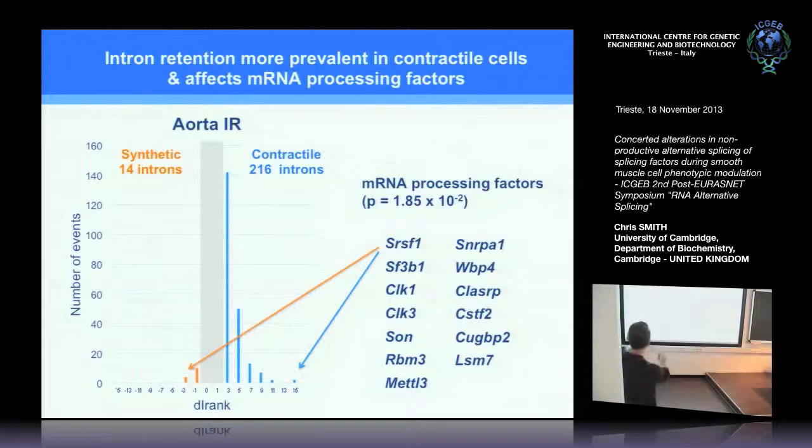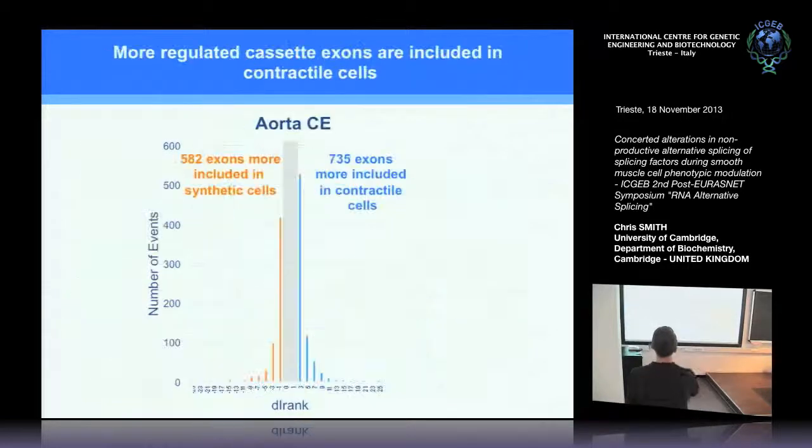Now, this is hinting already that maybe the general splicing activity is lower in the contractile cells. But if we look at the distribution of cassette exons, and I should have said that these plots here are simply using the DI rank statistic, which gives an idea of the confidence of a change in direction of splicing between the cells. So the further to the right, the more confident we are that those events are shifting in that direction. Although intron retention was much more prevalent in the contractile cells, when we look at cassette exons, they're more balanced.